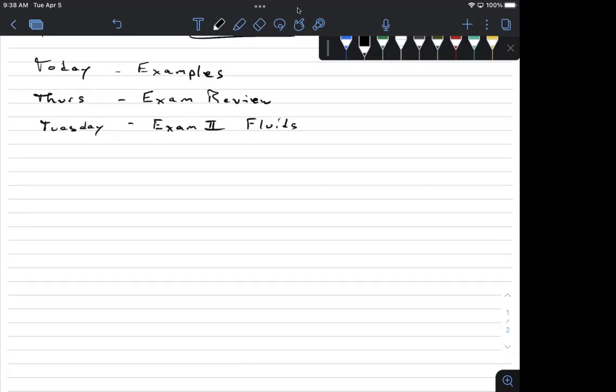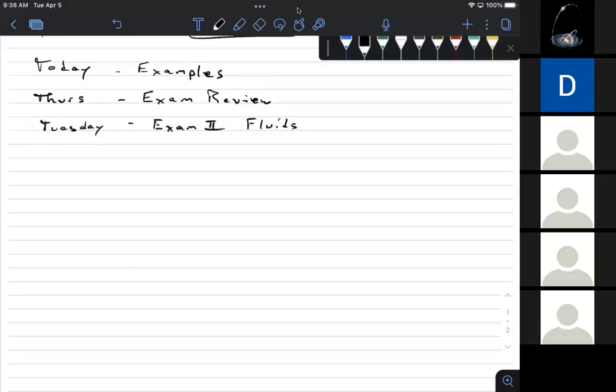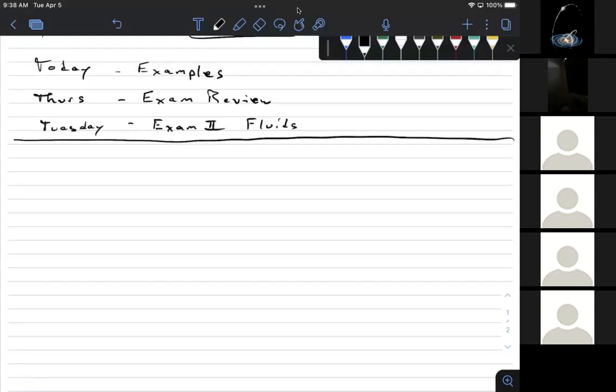So that's what we're looking at for the coming week, is finish up fluids today, the stuff we've been doing, work some example problems. Thursday, we'll have an exam review, which basically means I'll go over the topics we discussed, give you a chance to ask me any last minute questions on any of the topics and the like. And then on that Tuesday, we will have the test for fluids. So with that said, we could go ahead and look into finishing up these example problems.